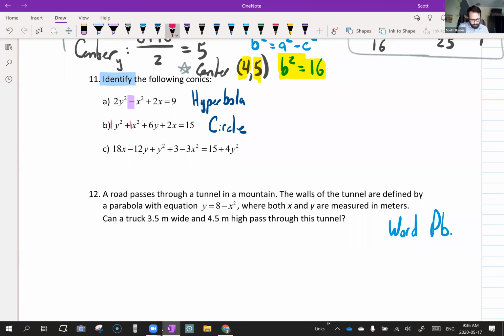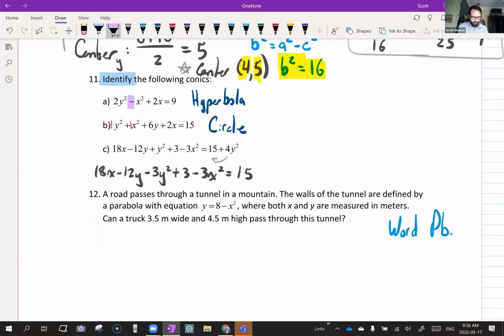This next one is a little tricky. It's trying to confuse you because look, we have a squared term here, and a squared term here with a minus. We also have this. So let's rearrange, let's move that to the other side so that nothing gets too confused. We have 18x minus 12y, 1y squared minus 4y squared is minus 3y squared plus 3 minus 3x squared equals 15.